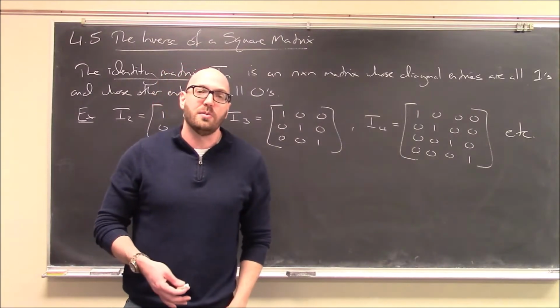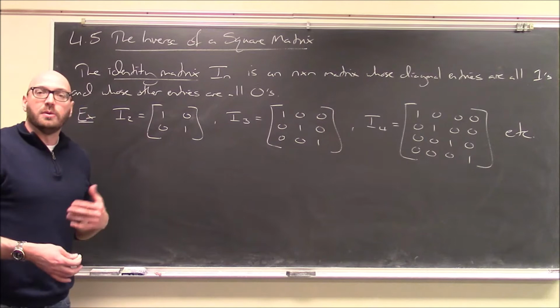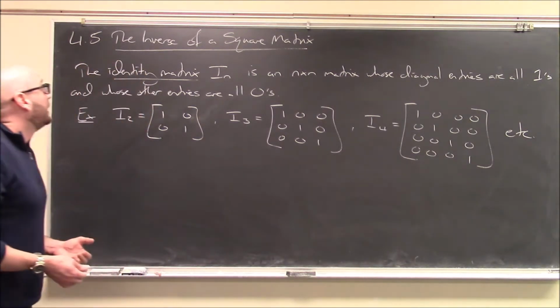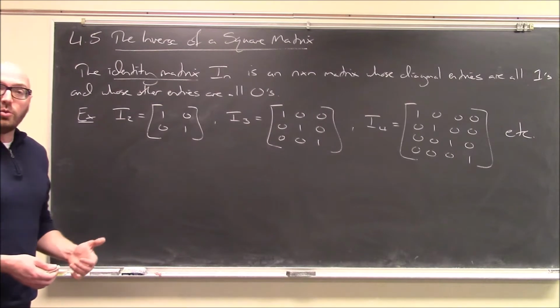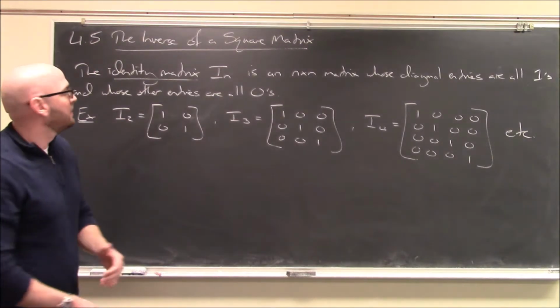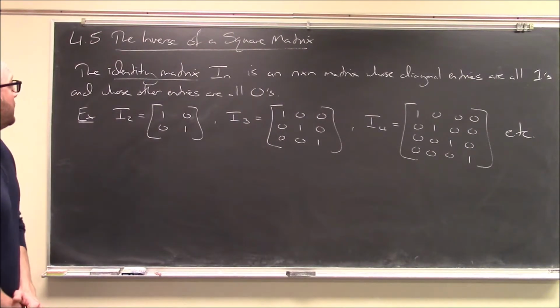Now that we have the basic operations of matrices down, we need to do one more thing before we can get to what we really want to do, which is talk about solving matrix equations. We need to talk about the inverse of a square matrix, what it is, why it's important, and how to find it if it exists. So before we do that, a little bit of terminology.